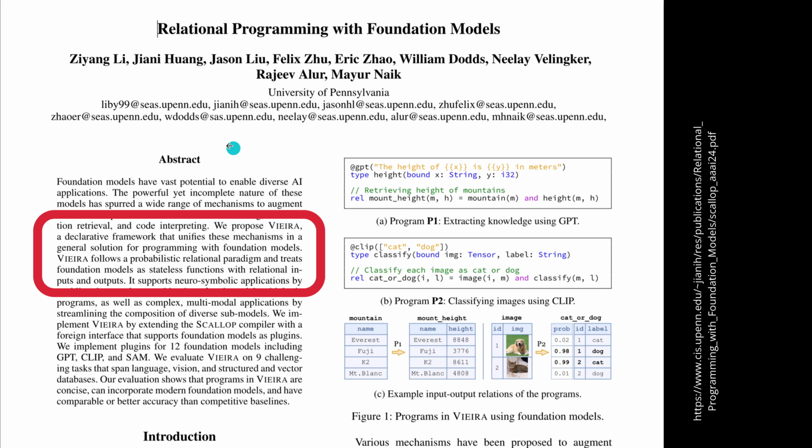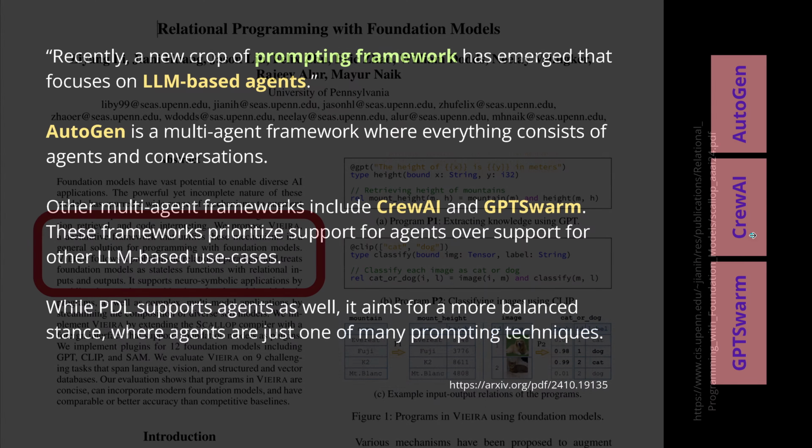I learned a lot by looking at this publication, Relational Programming with Foundation Models by those authors, University of Pennsylvania. And they propose Vieira, a declarative framework that unifies the mechanism in a general solution for programming with foundation models. It follows a probabilistic relational paradigm and treats foundation models as stateless functions with relational inputs and outputs. You have neurosymbolic applications and beautiful. So wherever you want to go with what model, there are now a lot of possibilities for you.